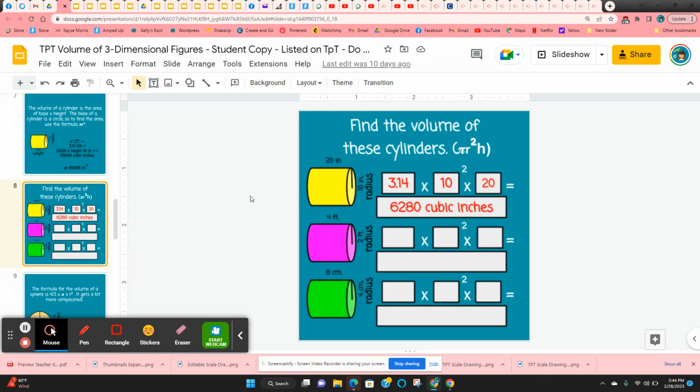Now they have 3 examples on the next slide. The first one's done for them. You can have them use a calculator, and they just take pi times the radius squared times the height.